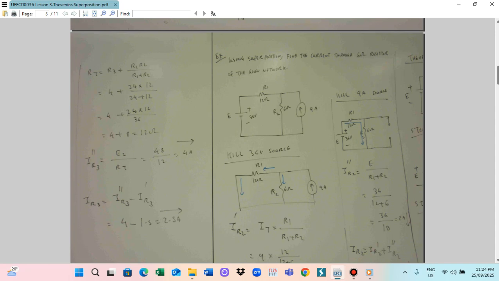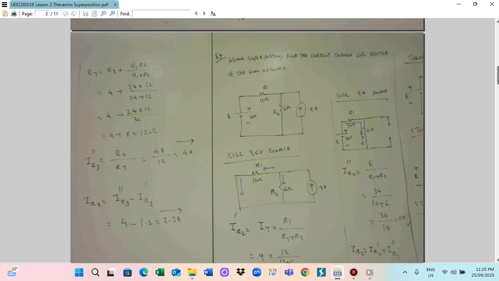Therefore, you have to separate the two currents. IR3 is equal to IR3 double dash minus IR3 dash. So the IR3 double dash is a 4 minus IR3 dash is a 1.5. So you got 2.5 ampere. 2.5 ampere going this way. So this is the way that we can find the current. So we can alternatively get a source and then we can find a current in the particular branch. So this is the superposition theorem.